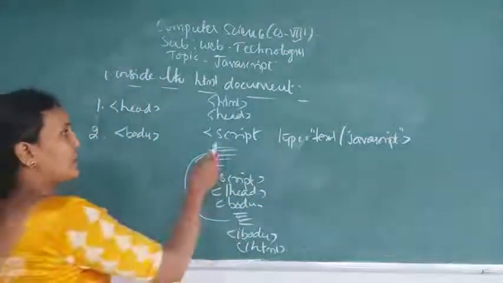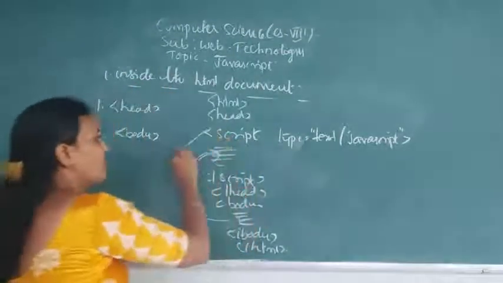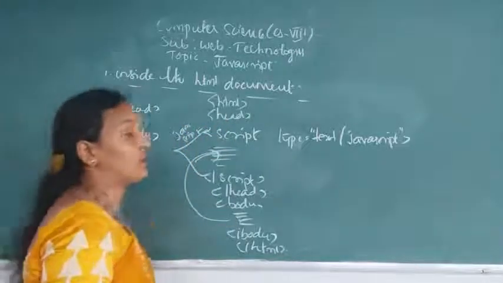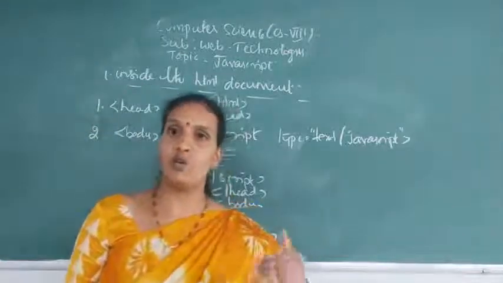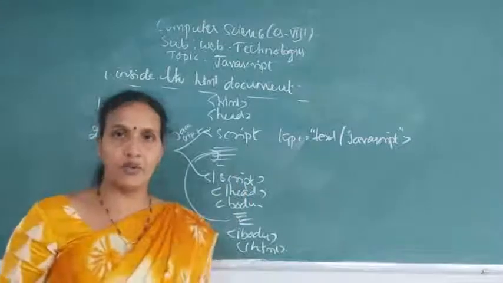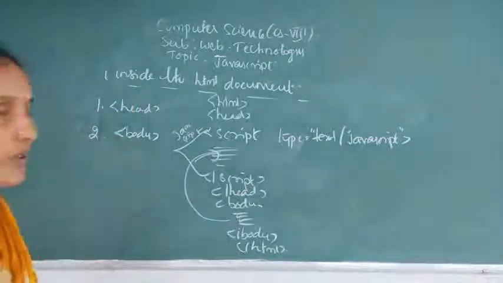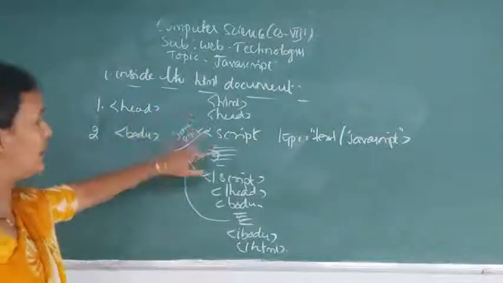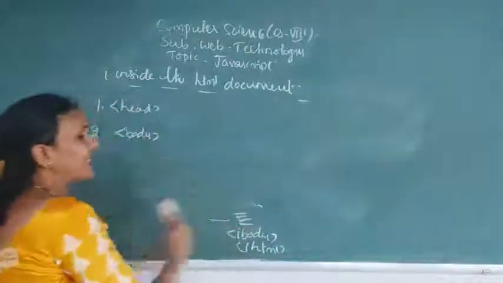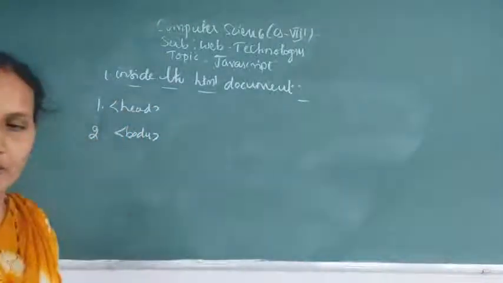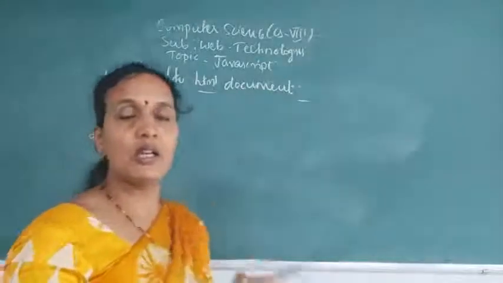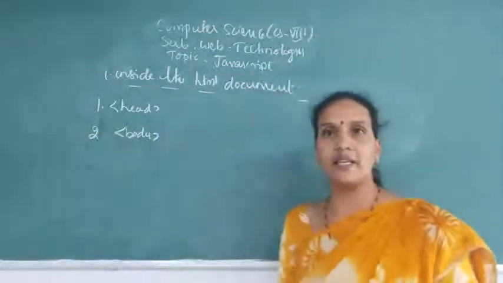But the thing is, you need to remember, this is the JavaScript. Wherever you write a script opening tag, from there JavaScript will start, and wherever you write a closing tag, there the JavaScript code will end. Okay. Now second method: the first method is you can include inside the head section, and the second one is you can include JavaScript inside the body section. Inside the HTML document you can include JavaScript inside the head section. The second one is you can include JavaScript inside the body section.